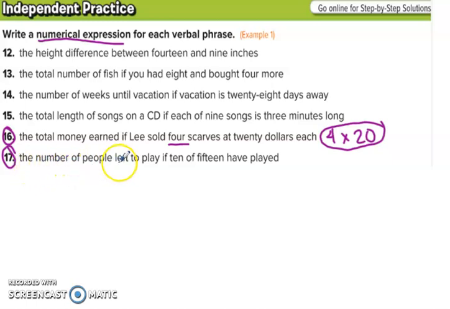The number of people left to play if 10 of the 15 played. So what we're doing is finding the difference here. Usually when you find the difference, it's the largest minus the smaller, but don't always think of it that way, because you don't have negative numbers of people here. You've got 15 minus the 10 people, and then you know how many people are left. So that one did not go in the same order as the problem. I had to make it make sense. Of course, I had to reread it so I could.